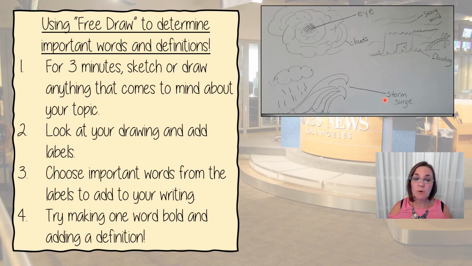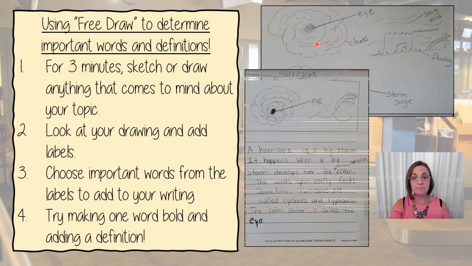Now I need to choose important words from the labels to add to my writing. I'm going to choose to add eye for right now, and then I'll probably go back and add some more later. But I think the eye of the storm is probably the best thing to add to my page because I was teaching my readers on this page all about what a hurricane is. So I need to add the eye of the storm. Here's how I did that.